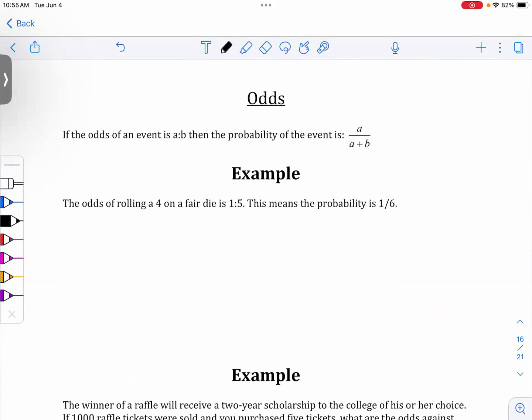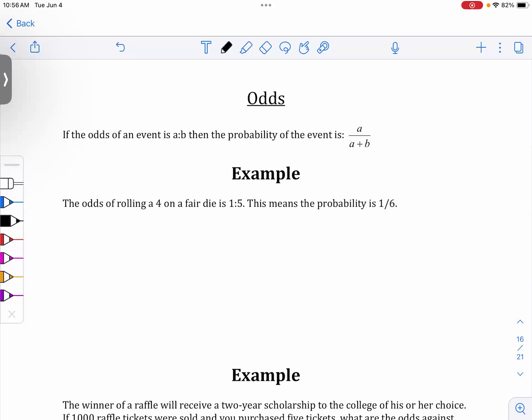All right, odds. If the odds of an event is A to B, A colon B, then the probability of that event is A all over the summation of A and B. Odds is something that you should be at least semi-familiar with, because odds and probability really go hand in hand. The difference is really just how you discuss the probability.